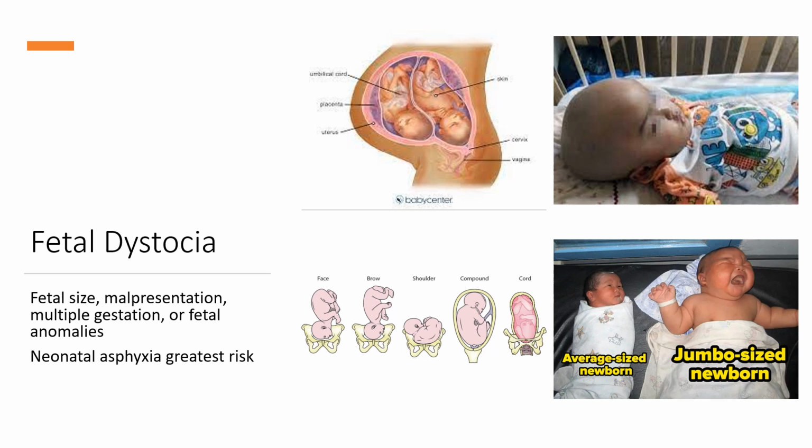So again, neonatal asphyxia is the greatest risk from getting our baby out. Other complications with this include fetal injuries, maternal lacerations, and something called cephalopelvic disproportion. That's just where mom's pelvis doesn't match up with the baby's head, so they get diagnosed with cephalopelvic disproportion.